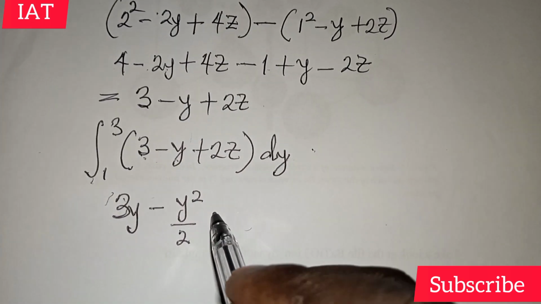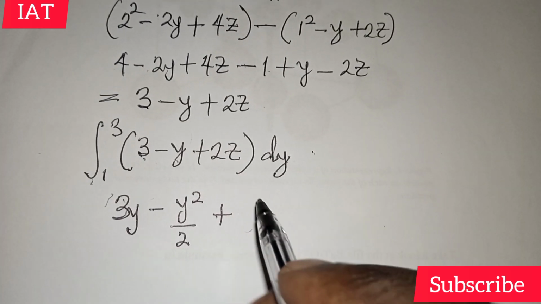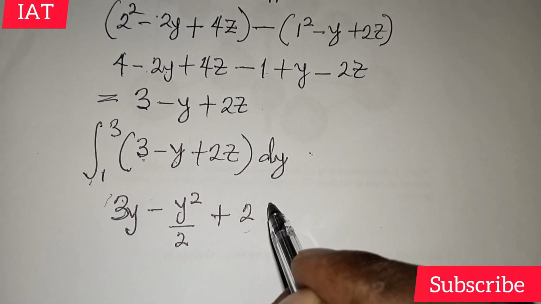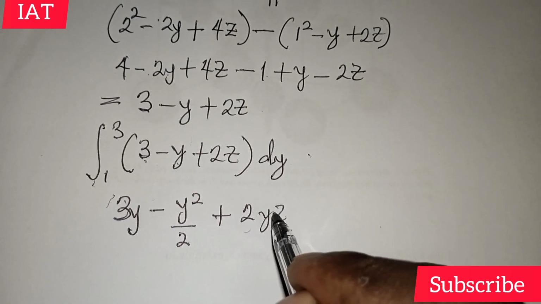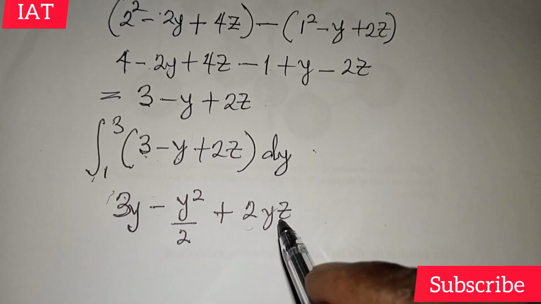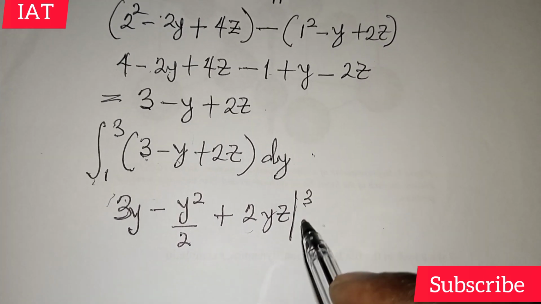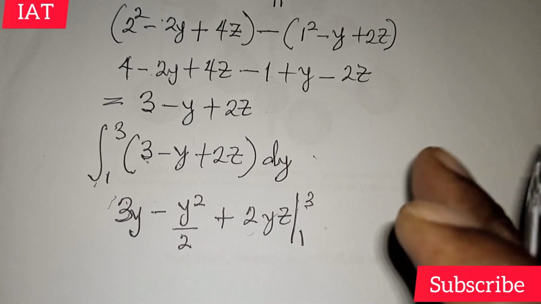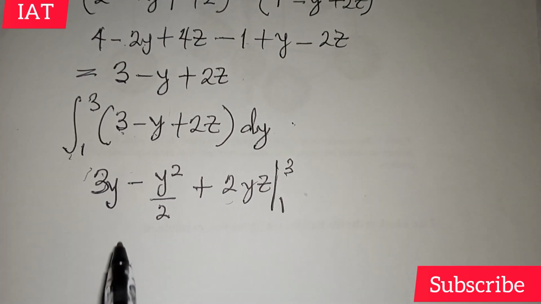So we have plus, here does not have a term of y, so we just add y to it. So we have 2, we're supposed to have 2zy, but y comes before z alphabetically, so we just leave it like this. And then we have the upper limit of 3 and lower limit of 1. Okay, so the next phase is to substitute the upper limit of 3 first.